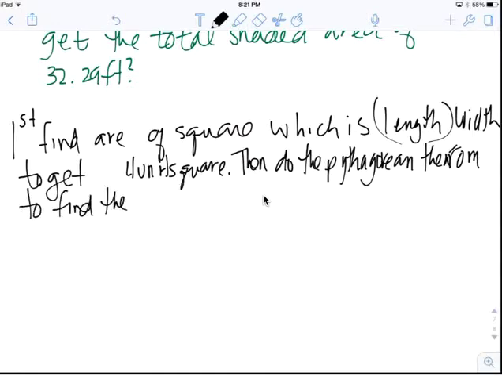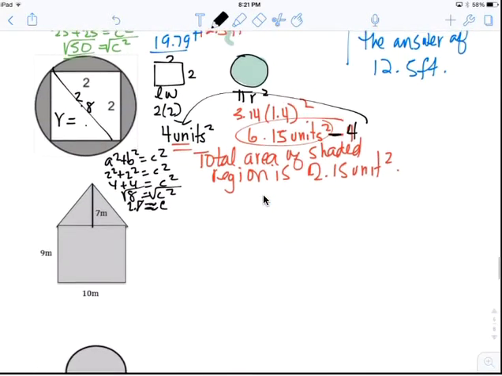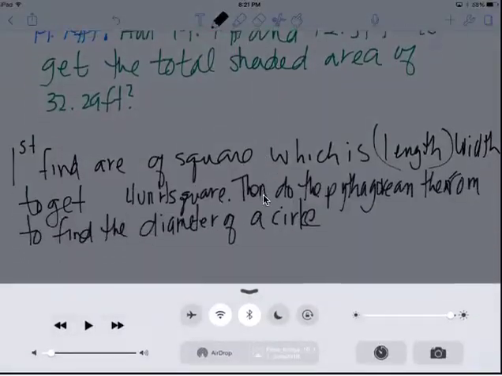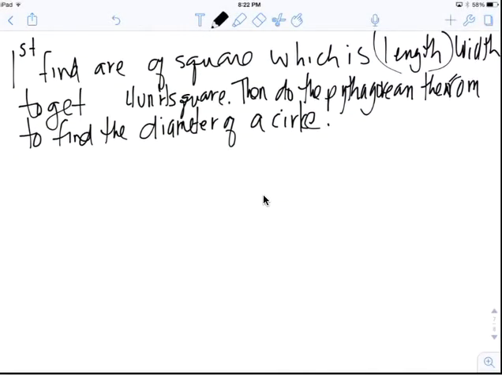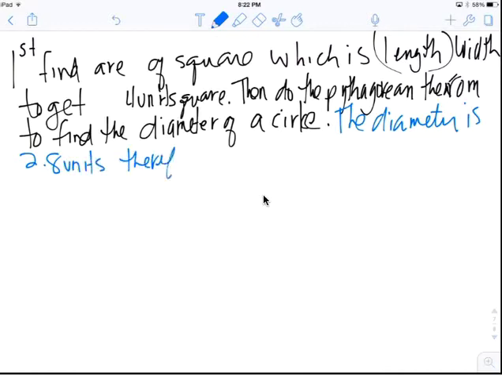Find the diameter of a circle to get, and the diameter of the circle is 2.8. The diameter is 2.8 units. Therefore, the radius is 1.4 units.